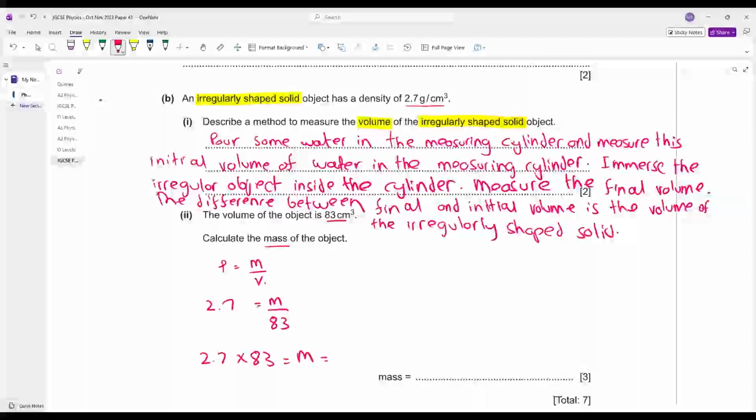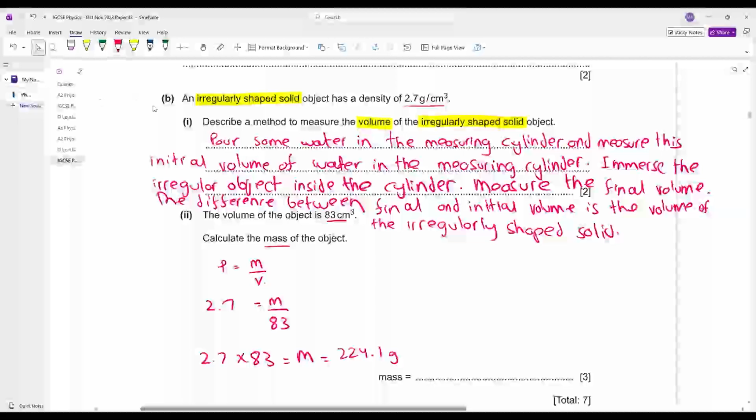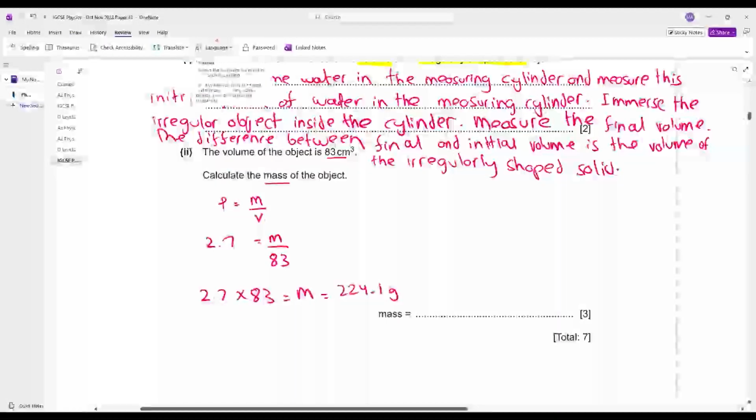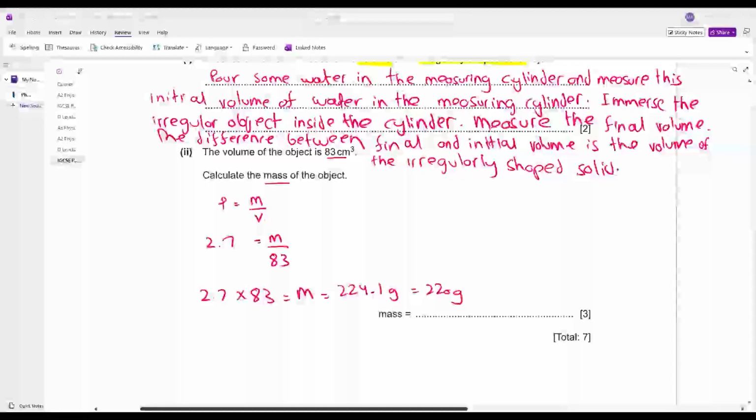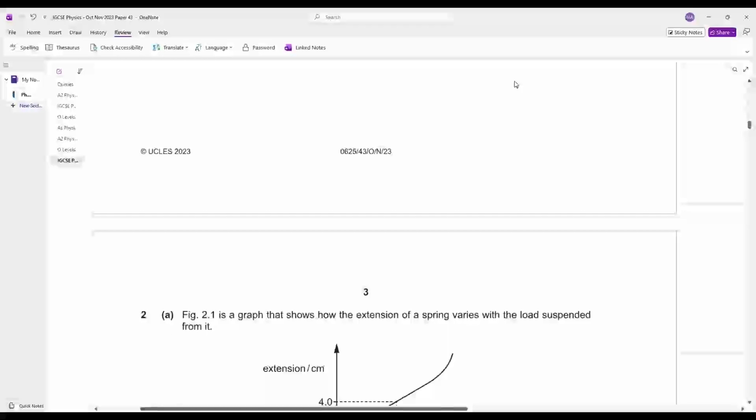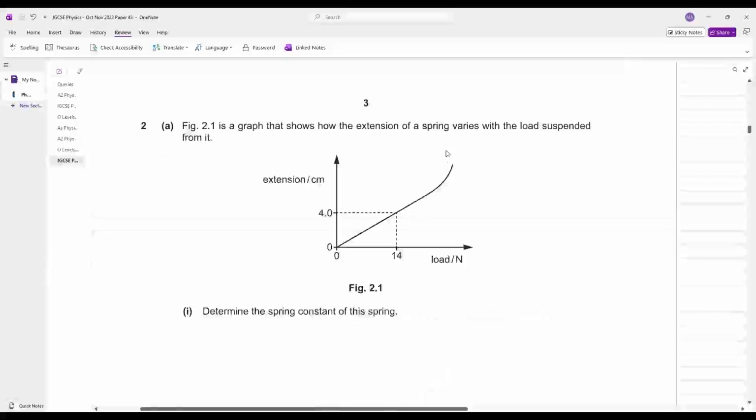What does your mass comes out to be? बेटा मास क्या आ गया आपका? Yes genius in the chat. Mass comes out to be 224.1 grams. If you round it off till two significant figures, this will become what? 220 grams is your mass of the object. आगे बढ़ते हैं बेटा. Now, let's see question number 2.